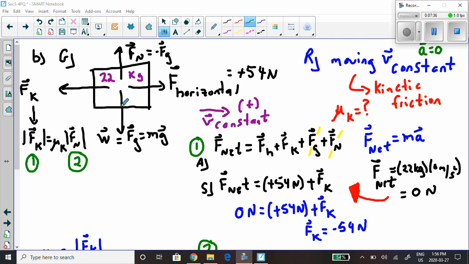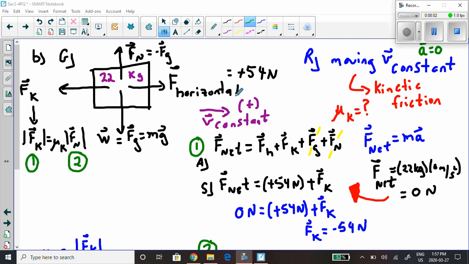There's the force of gravity on it, also known as the weight. There's the equation for it. There's the normal force, the surface supporting the object. It's equal in magnitude, opposite in direction to the force of gravity. There's the horizontal force. Now this is different. It's 54 newtons. The object is actually moving with a constant velocity in this positive direction, not like in part A where we were just trying to get it started to move.